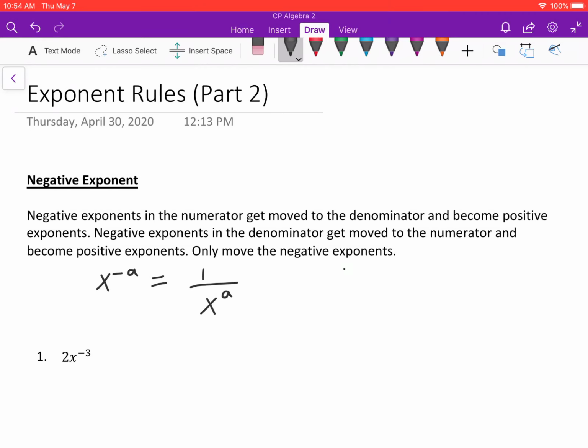So if we started with 1 over x to the power of negative a, if that negative was in the denominator, we are going to take that a and move it to the numerator. So I have x to the positive a, and that's just over 1. And then that just equals x to the power of a. So we're just flipping the direction of wherever that negative exponent was. If it's in the numerator, it goes to the denominator. Denominator, it goes to the numerator.